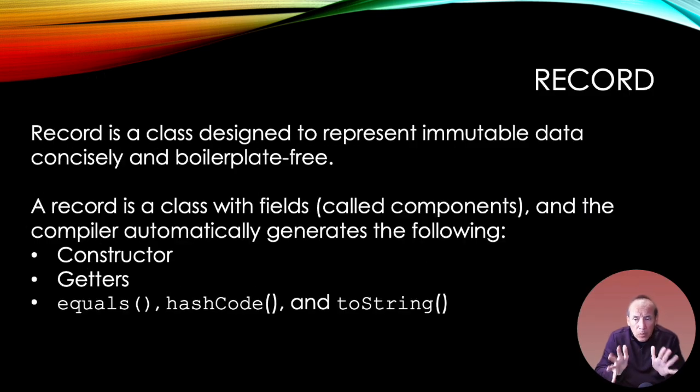All right, I didn't know where to put this one. This is a record class. I know we're talking about collections and maps, but I wanted to bring this up. A record is a class designed to represent immutable data. It's boilerplate free. A record class has fields called components, but the compiler automatically generates the constructor, the getters, equals, hashCode, and toString. That's kind of neat. That means you don't need some third-party tool to generate it, and you definitely don't have to do it by hand.